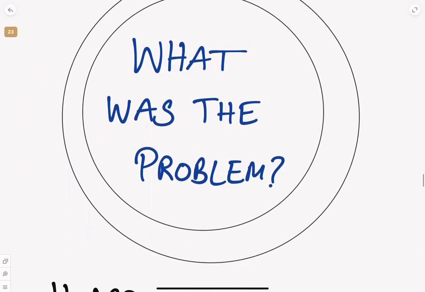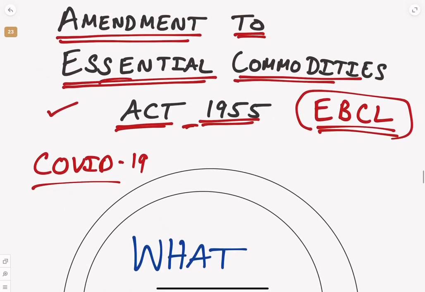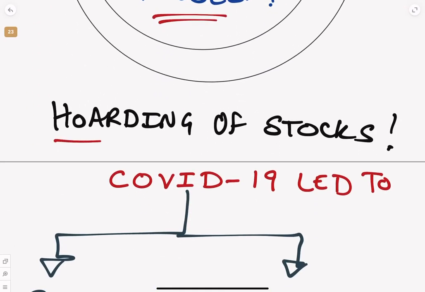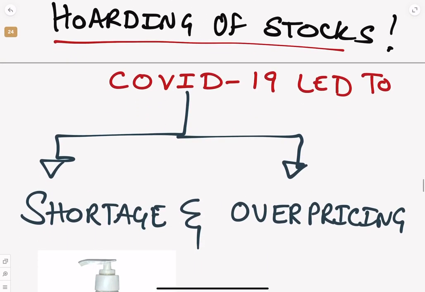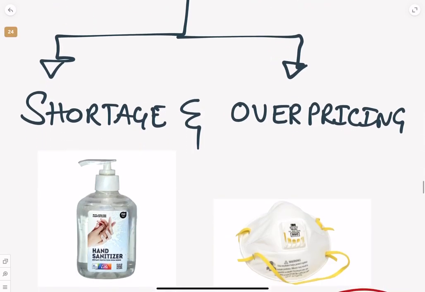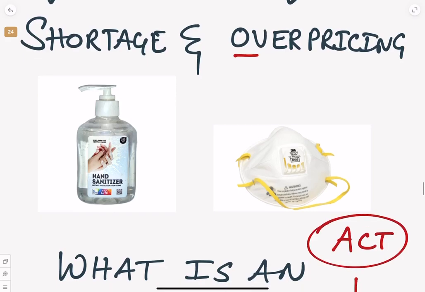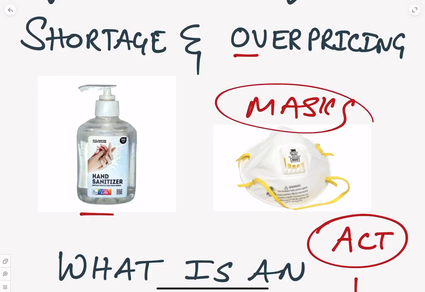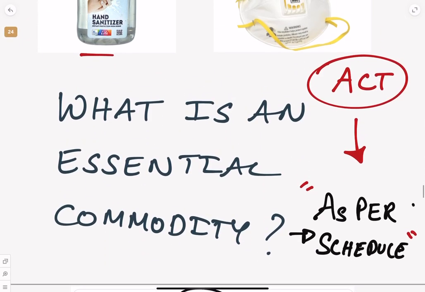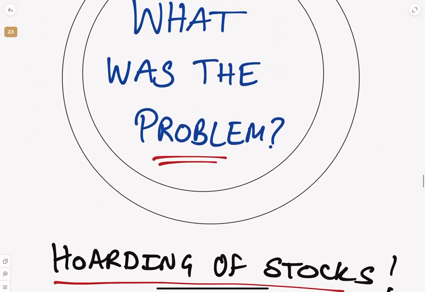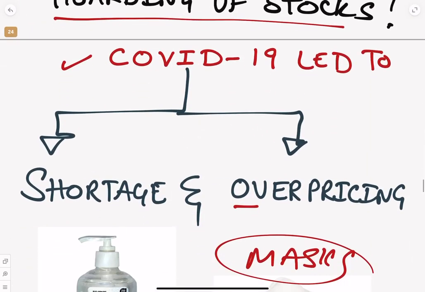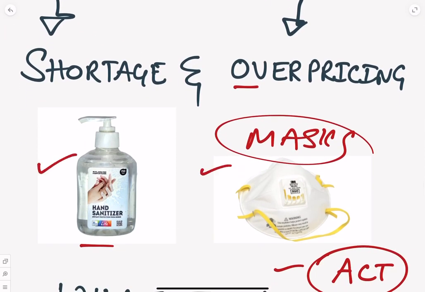So what was the problem and why have we amended the Essential Commodities Act? See, there was a lot of hoarding of stocks. What stocks? Now when we had this pandemic, that is COVID-19, it has led to a lot of shortages and overpricing of obviously hand sanitizers and masks, because this is most essential in this kind of a crisis. So what is an essential commodity as per the Essential Commodities Act? What was the problem? We had a huge shortage suddenly of all the hand sanitizers and masks.